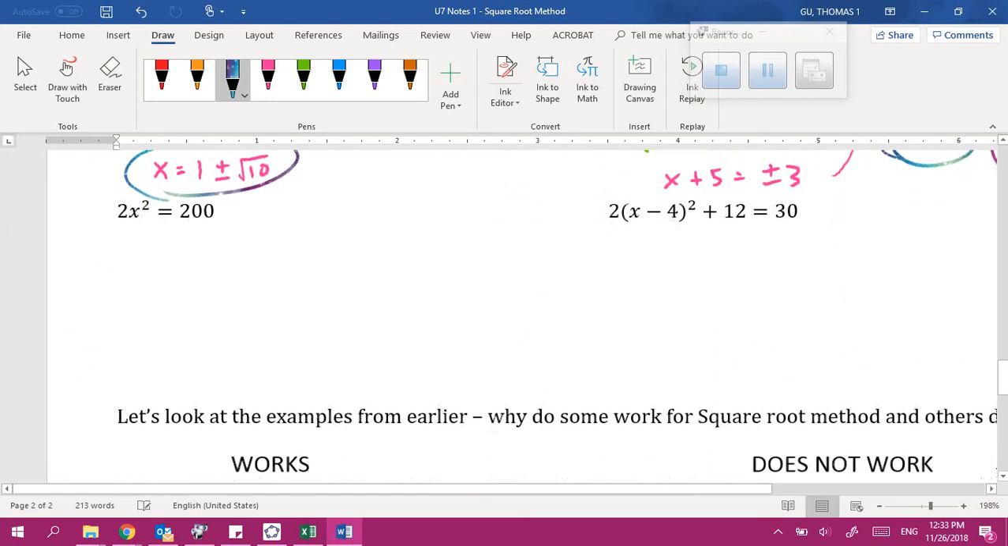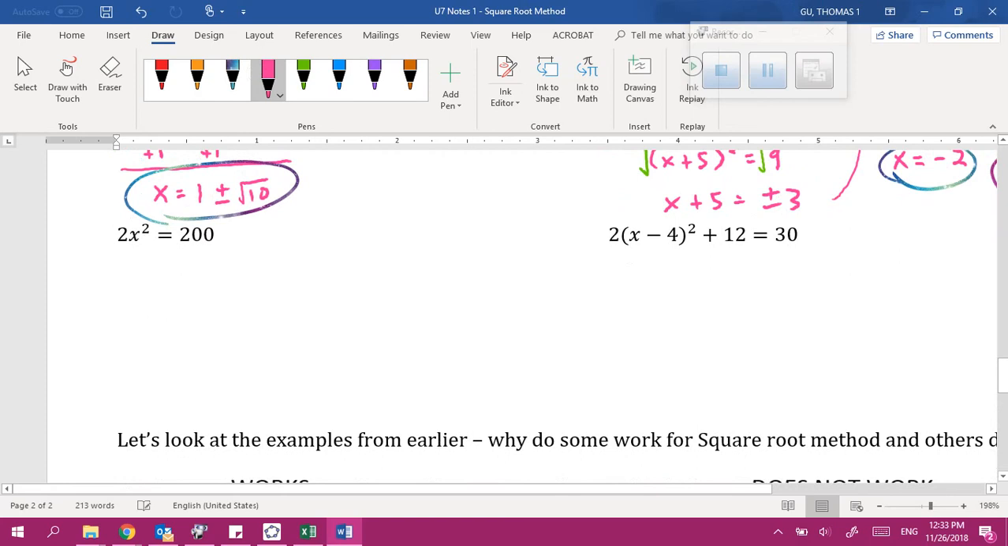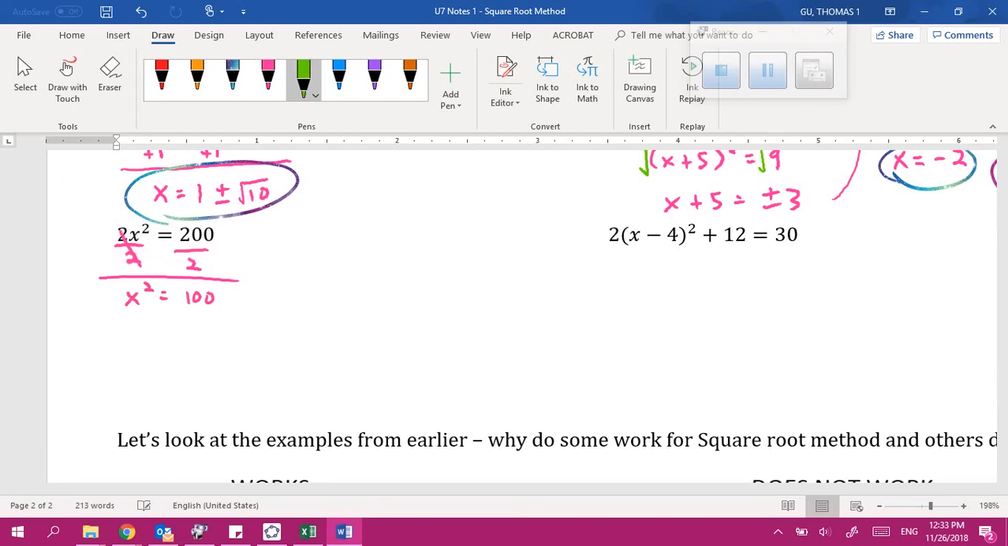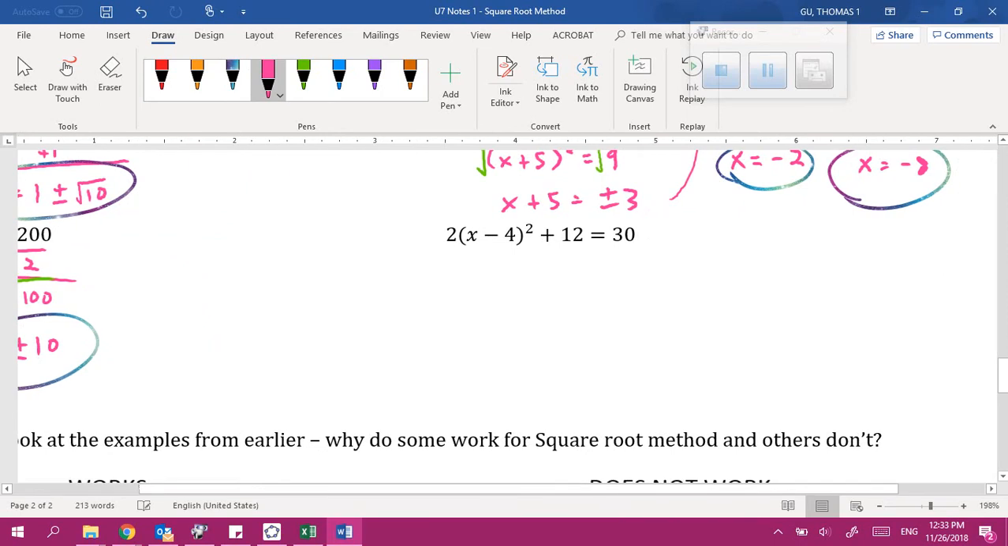All right, the next example, we got 2x squared equals 200. What will we have to do here first? Divide by 2. That leaves you with x squared equals 100, and then square root. So my final answer is x equals plus or minus 10. Don't forget to write the x equals, okay? That's the whole point. Telling me what does x equal? Where does it cross the x-axis?